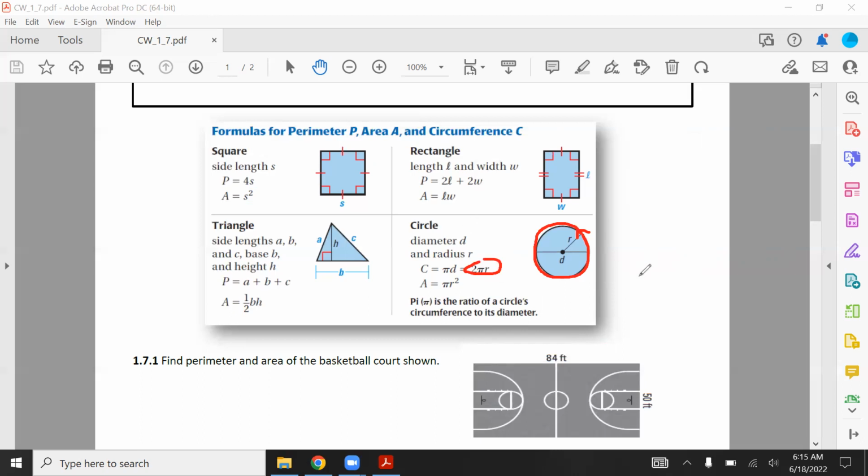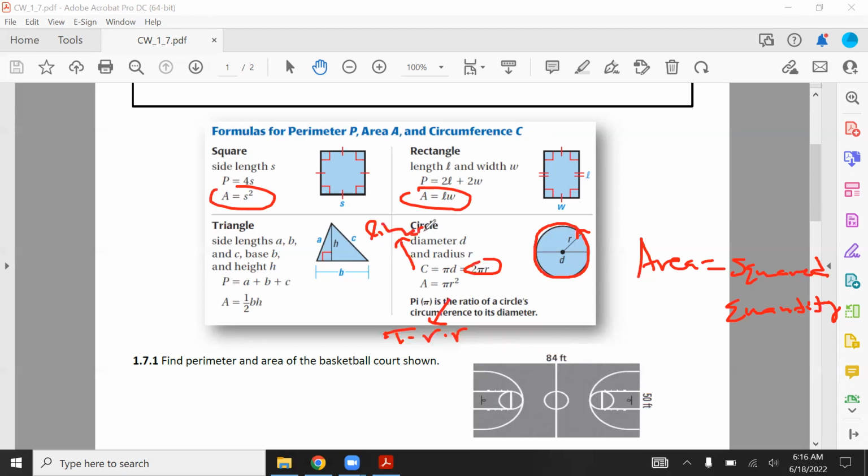And remember, area is always going to be a squared quantity. It's always a squared quantity because you're multiplying 2 dimensions together, just like I did for a square or for a rectangle. So here it's like saying pi times r times r. But circumference is linear, just like perimeter is linear, meaning it's not squared. So it's just going to be like in feet or meters. So that's just 2 pi r, or 2 times 3.14 times r.